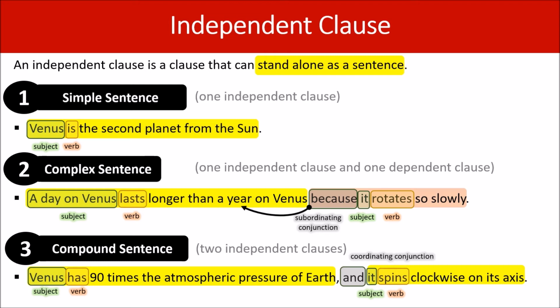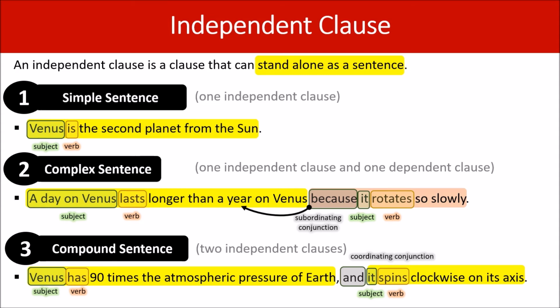Okay, but I haven't yet told you why this matters. So far, we can identify independent clauses, we can identify dependent clauses, we know about subordinating conjunctions, and now we know about coordinating conjunctions. But why does it matter? And that's what we're going to cover next.